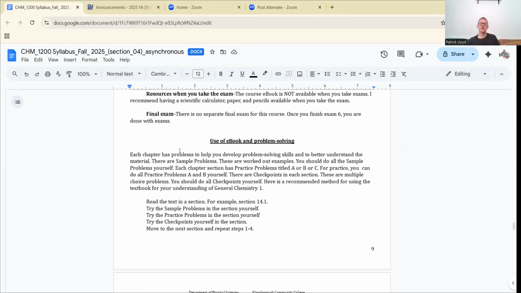There is no, so a little bit of detail here. When you're taking the exams, they lock you out of the ebook. That was my choice. I locked you out of it to see what you know. But you can have a scientific calculator. In fact, I would recommend it. You can have paper and pencils and all that. I recommend doing all of that, having that for you to help you.